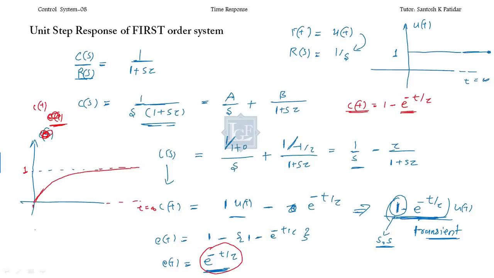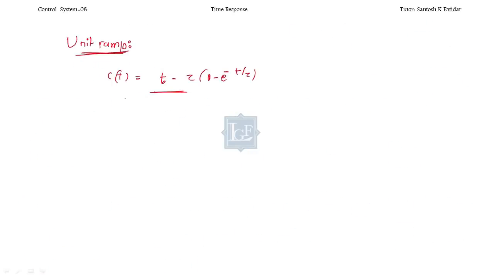I forgot to, wait a minute, I'll draw the error also. So the error diagram will be like this. This output is for the error, and this is the overall output of the system, c(t). So this is the unit ramp. For the unit ramp, the c(t) is nothing but this. If you calculate the steady state error, in this case it's exactly equal to tau.